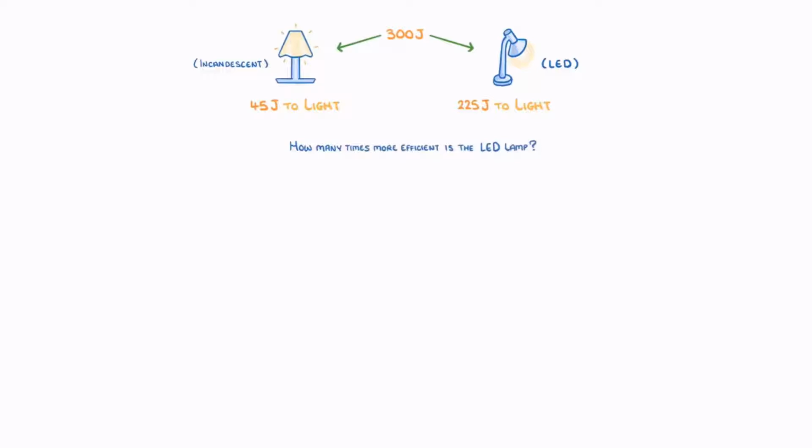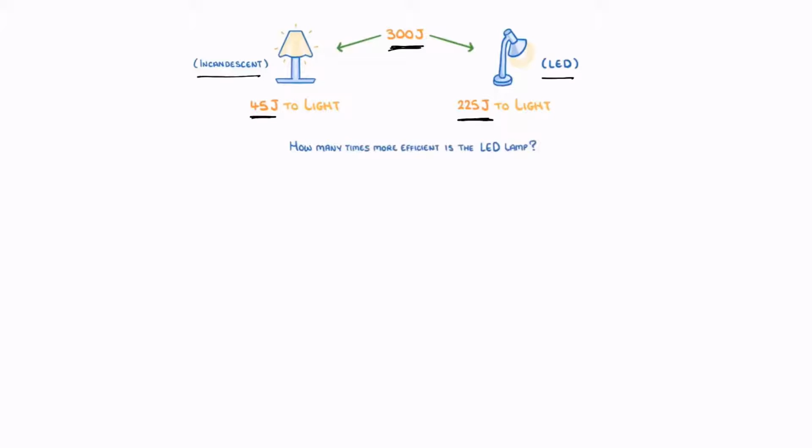I've got two different types of light bulb. I've got an incandescent, which means it gives out light by heating, and I've got an LED light, which is something slightly different, and that uses an electrical effect and doesn't get hot. Okay, so the total amount of energy I'm putting into both of them is the same, 300 joules. For the incandescent, I'm getting 45 joules being transferred to light, and I'm getting 225 joules to light from the LED. And the question is asking me, how many times more efficient is the LED lamp?